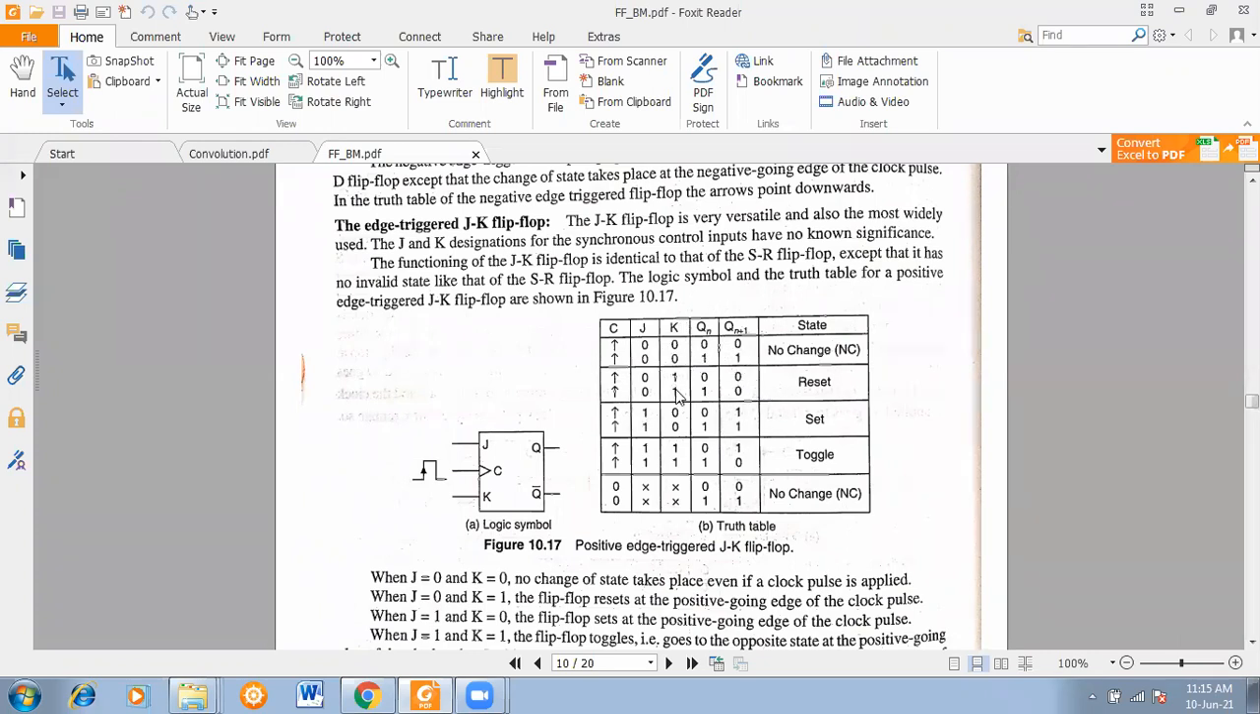Shall I repeat no change, reset, set state, or we'll go directly to J equal to K equal to 1? What do you want?